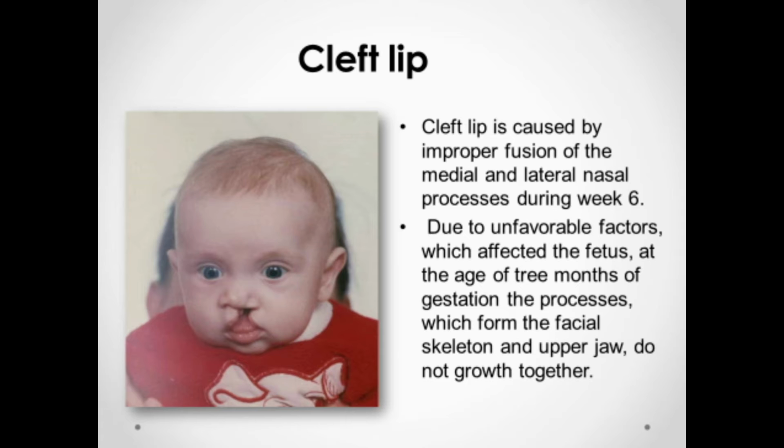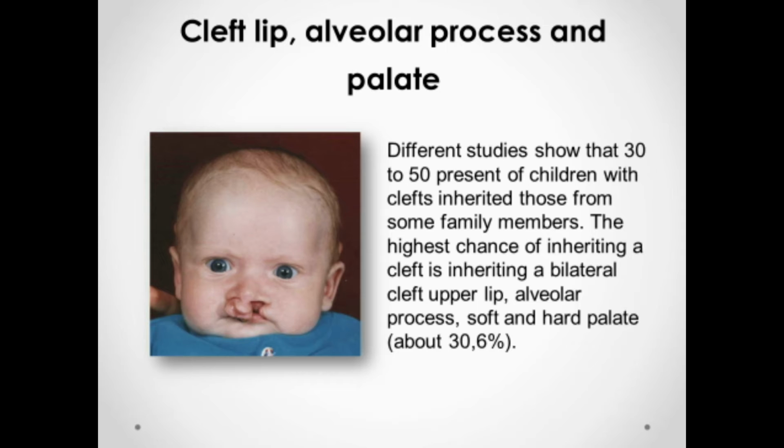Less frequent cleft facial structures, the same as more frequent ones, appear at the fourth stage of development. Cleft lip is caused by improper fusion of the medial and lateral nasal processes during week 6, due to unfavorable factors which affected the fetus. At the age of 3 months of gestation, the processes which form the facial skeleton and upper jaw do not grow together. Cleft lip, alveolar process and palate are a very complex and most frequent anomaly.